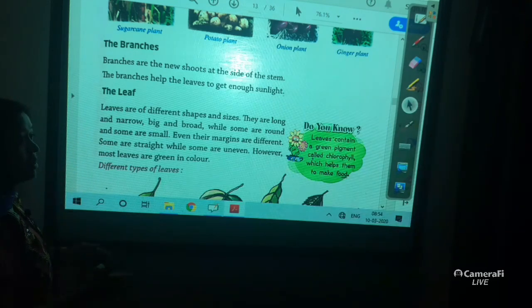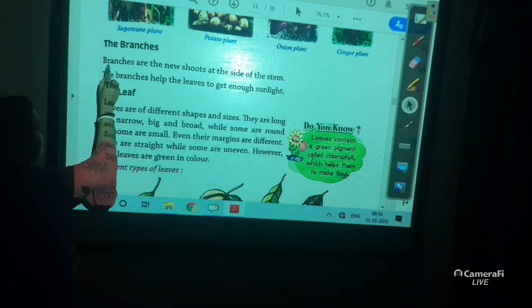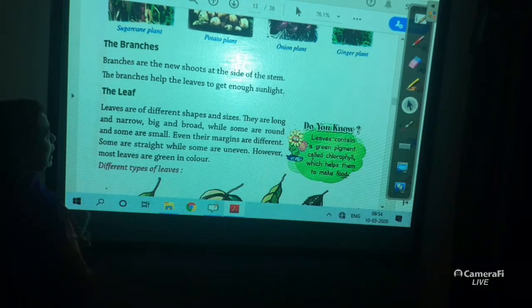What is the main stem? From the main stem there are so many small shoots that arise. They are known as the branches. The branches help the leaves to get enough sunlight.